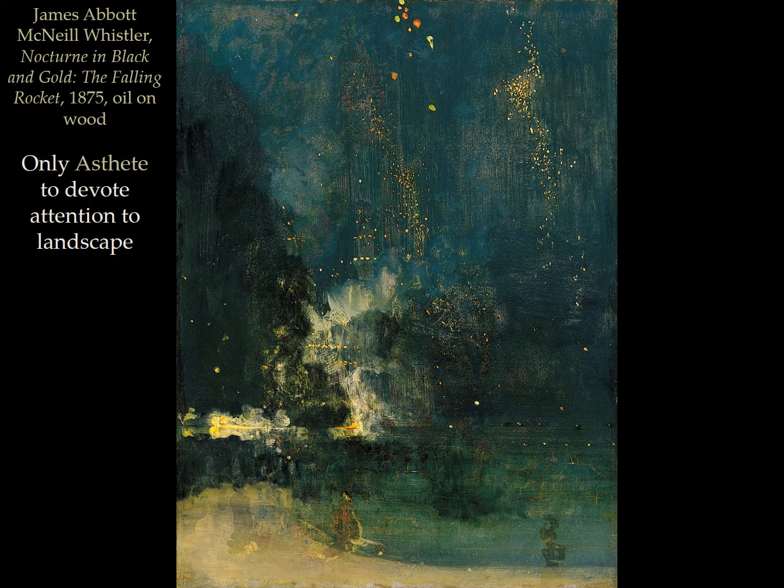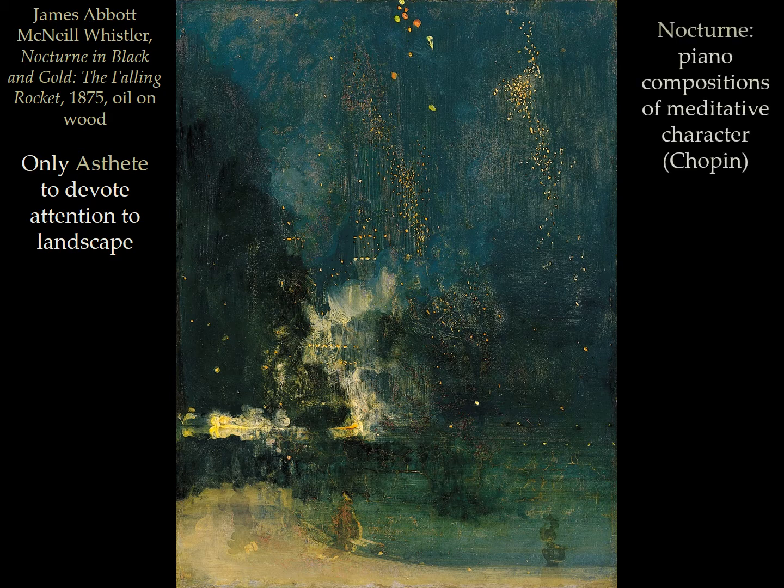Here in the Nocturne in Black and Gold, or The Falling Rocket, the title suggests 2 things. One, a musical accompaniment and or composition, and the other is the more naturalistic representation for what this references. Now, the term nocturne would remind people of piano compositions of a meditative character, particularly of Chopin and other classical composers, that would take place at night, hence this painting is a nocturnal scene.